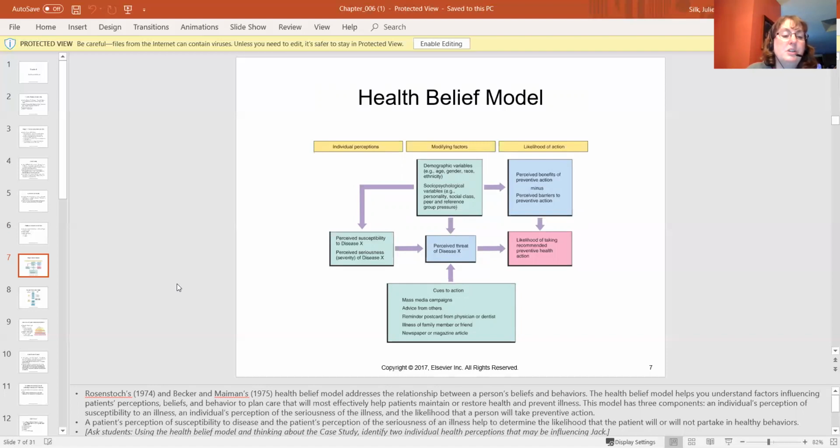A patient's perception of susceptibility to disease and perception of the seriousness of an illness help to determine the likelihood that they will partake in healthy behaviors. In other words, if they don't think the disease is going to affect them at all, like maybe we could be talking about HIV, if they don't think that it affects them in any way, then maybe they won't take the proper precautions and do healthy behaviors regarding that. So they need to have all of the facts so that they can do the right thing there.